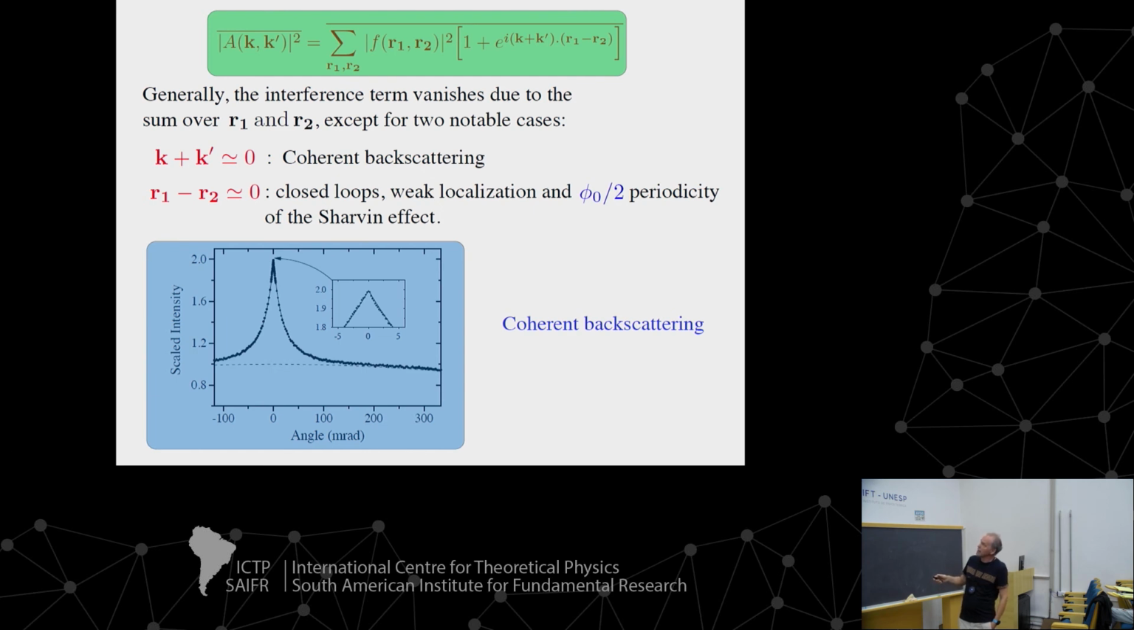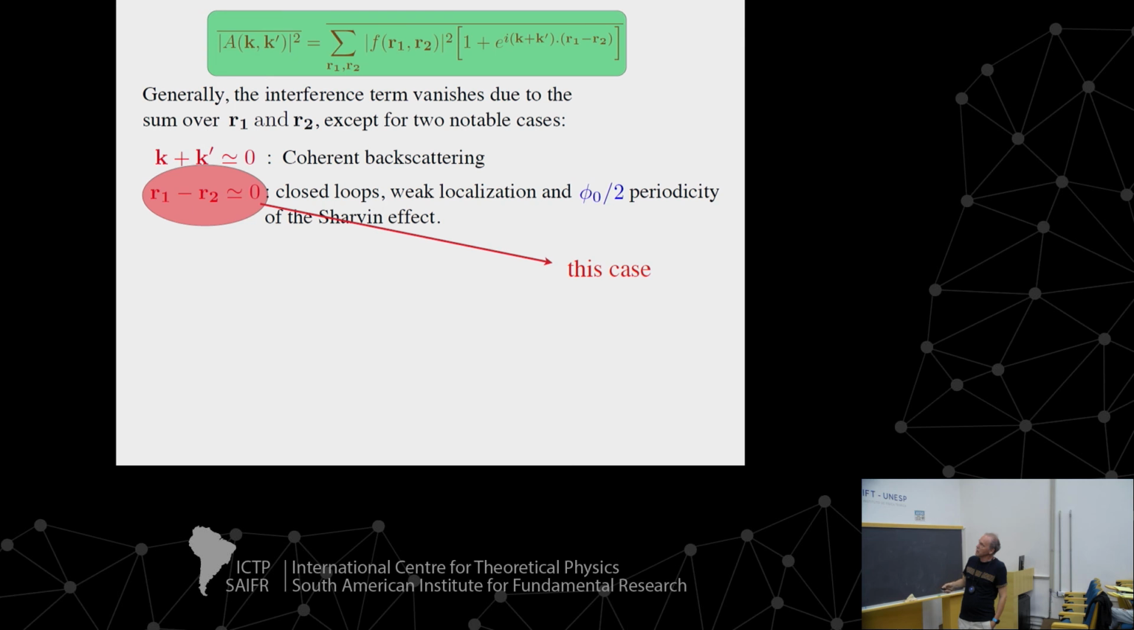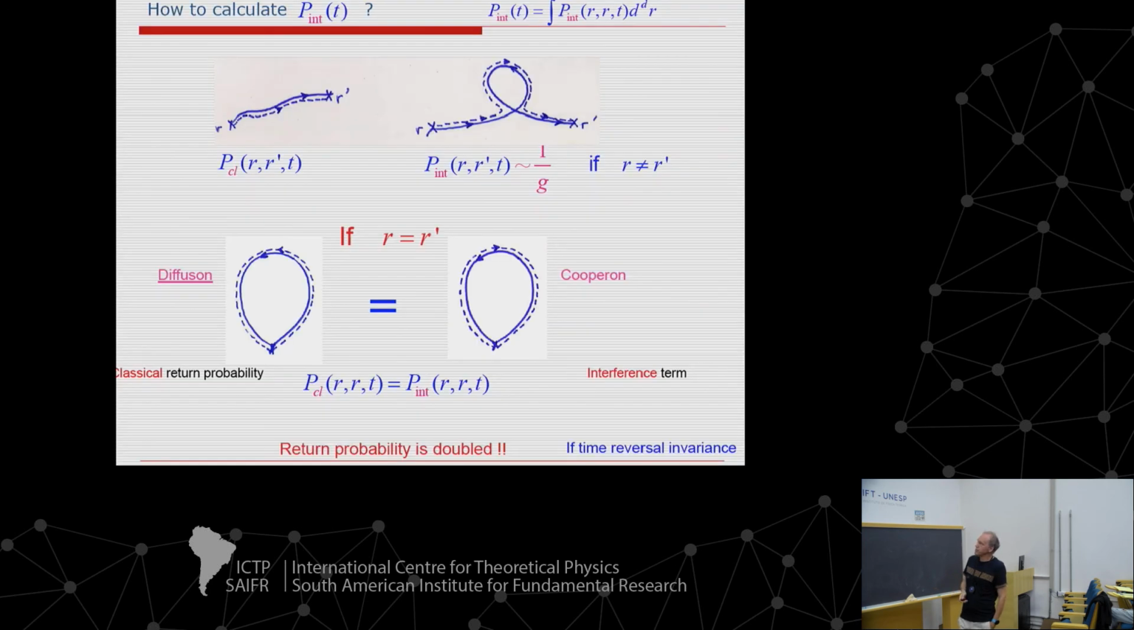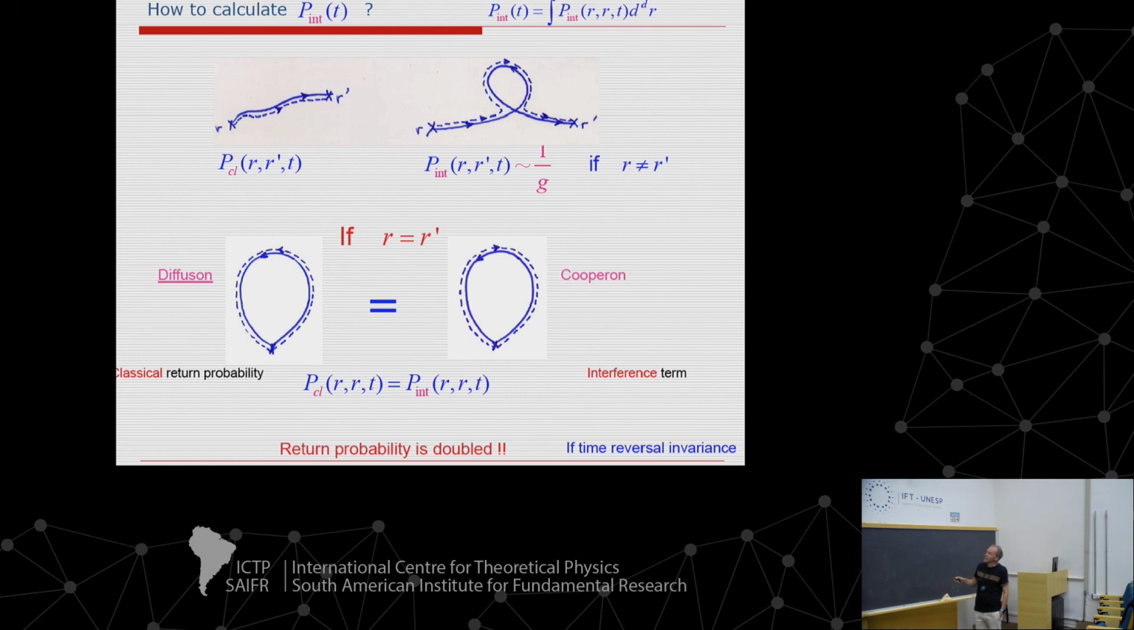And if you remember what I showed you yesterday, I showed you this slide, and I said that coherent corrections can come either from coherent backscattering, this situation, or closed loops. And you see that in this case of weak localization, it comes from closed loops. Okay? So this is this closed loop. So this is the classical probability. Now, this is this first order correction. So this is the interference probability, which is proportional to 1 over g.